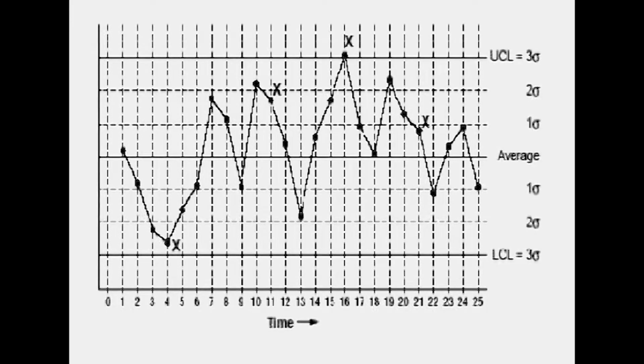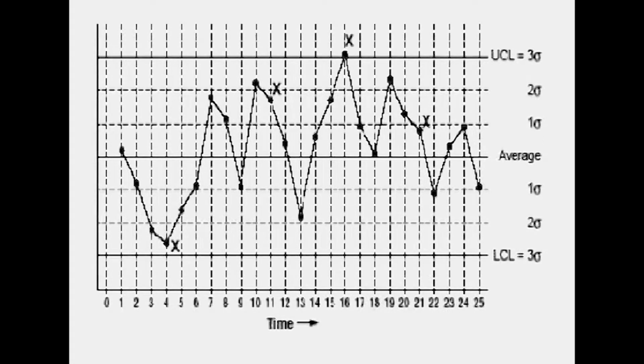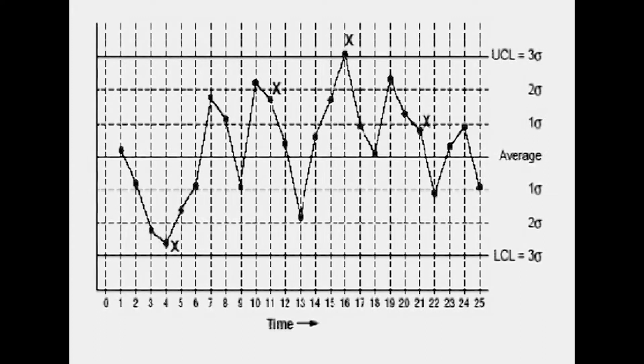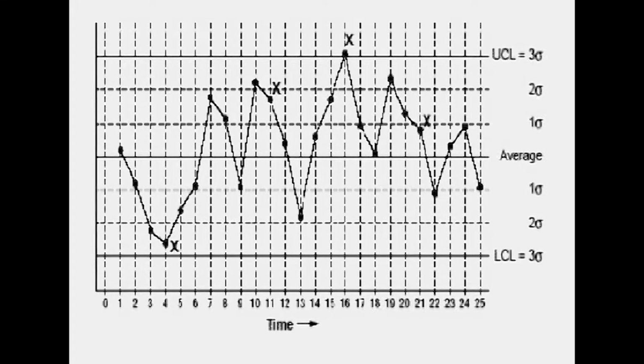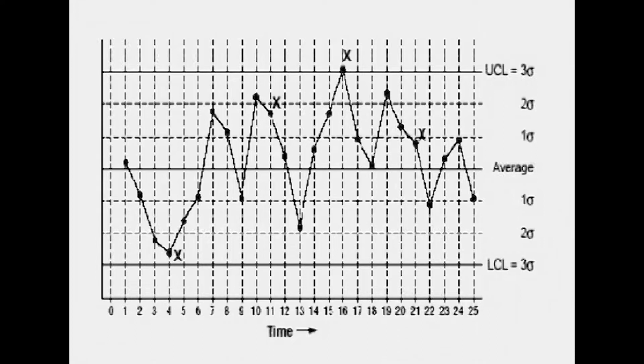A run of 8 in a row on the same side of the central line, or 10 out of 11, 12 out of 14, or 16 out of 20. In the same figure you can see point 21 is the eighth in a row above the central line. Any obvious consistent or persistent pattern suggests something unusual about your data and your process. Now continue to plot data as they are generated. As each new data point is plotted, check for new out of control signals.